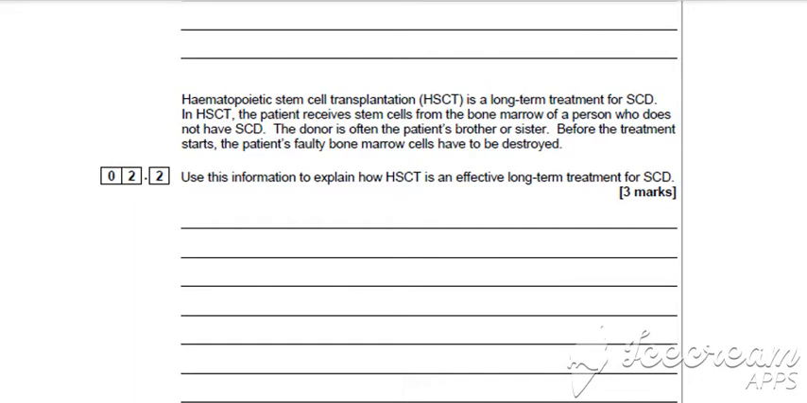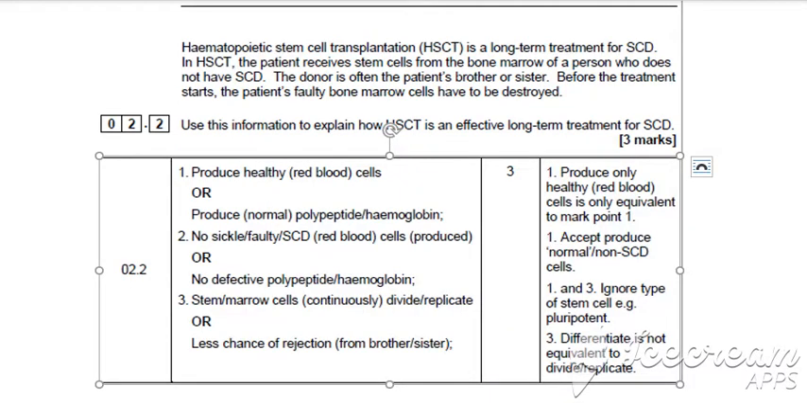And they want us to use the information to explain how the HSCT is an effective long-term treatment. So it's wanting us to explain that if they get this treatment, then the blood cells that they produce are going to be healthy red blood cells, or it's going to produce the normal polypeptide or normal hemoglobin, or the idea of produce only healthy red blood cells is also acceptable, or the idea of normal or non-SCD cells.